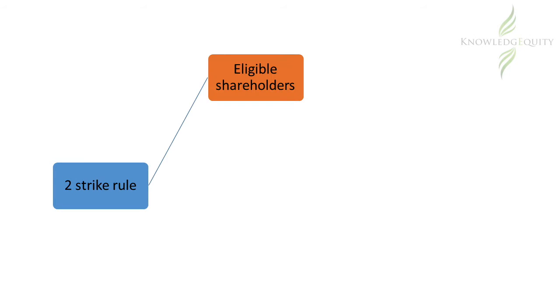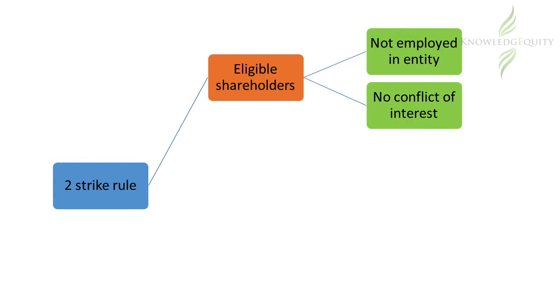The first is, who are the eligible shareholders? Eligible shareholders are those shareholders who are not employed with the organisation in senior positions and do not have any conflict of interest. The Two-Strike Rule can be initiated by eligible shareholders voting no to the remuneration report.